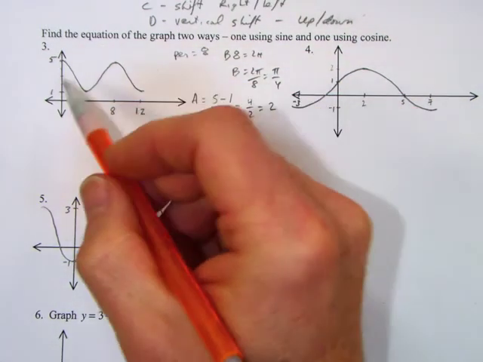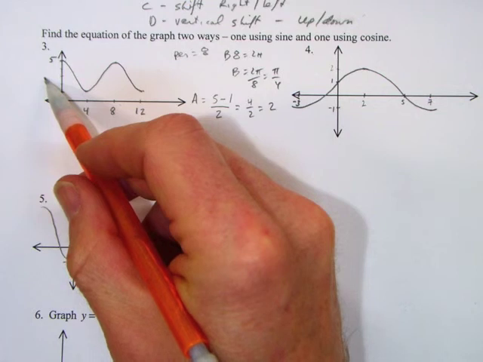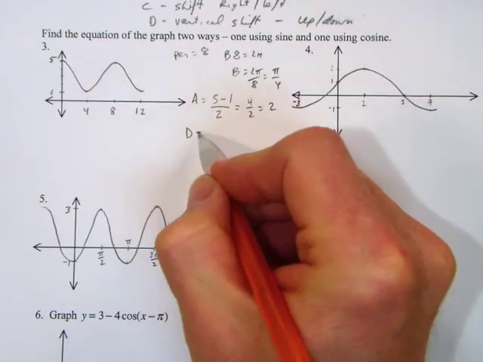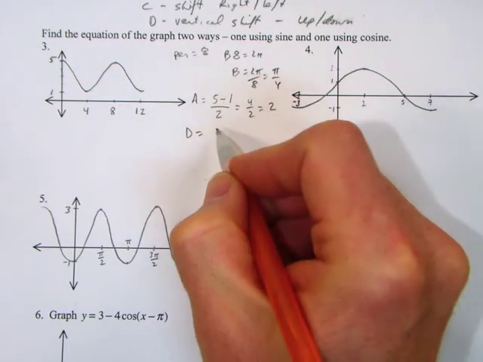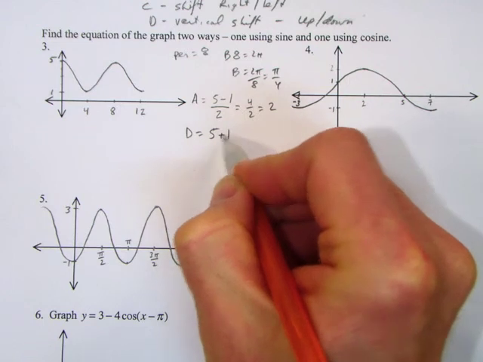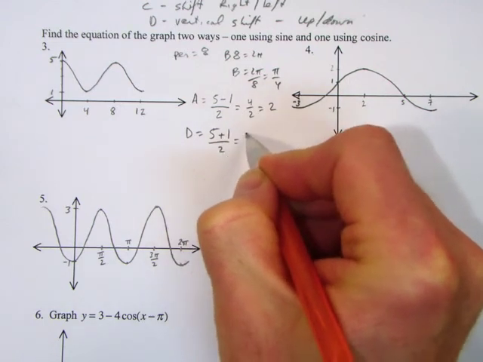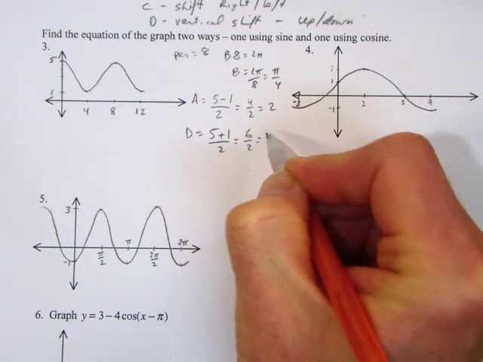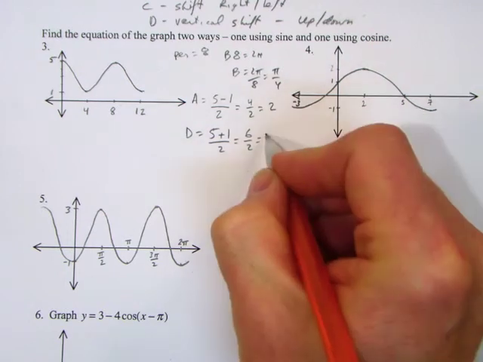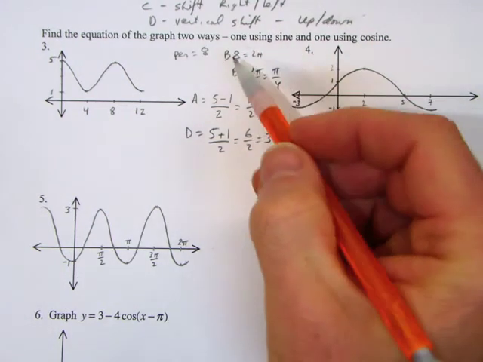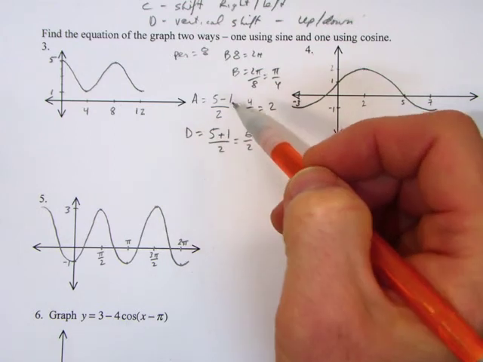Now we need to find what is our vertical shift. In other words, what is our middle line? Our vertical shift, D, is 5 plus 1 divided by 2. D will be the average of them. Our middle line, the midline, will be the average. That'll be 3. So now we have A, B, D, but we don't have C.